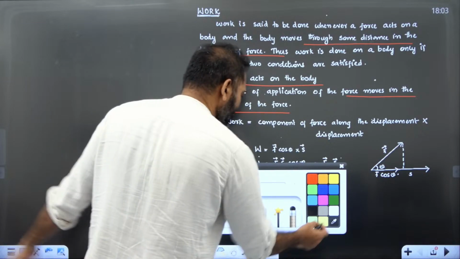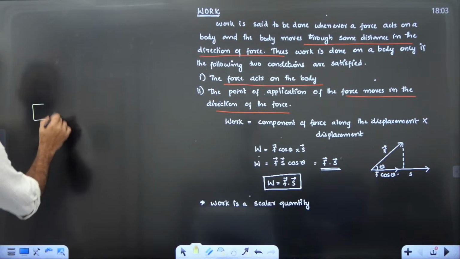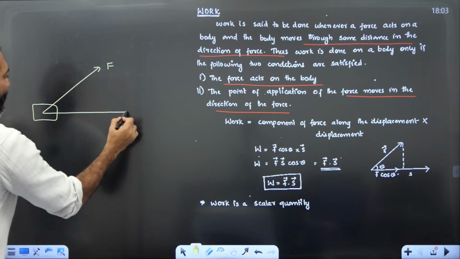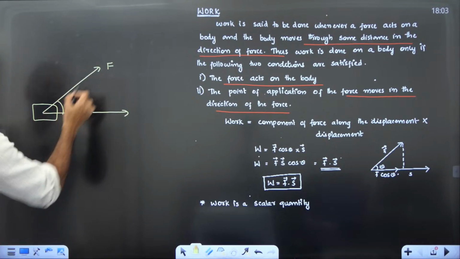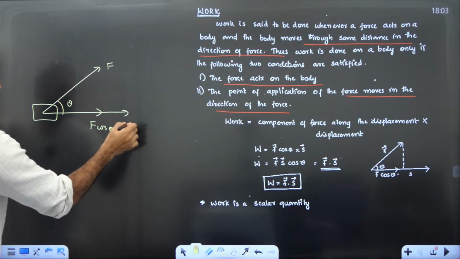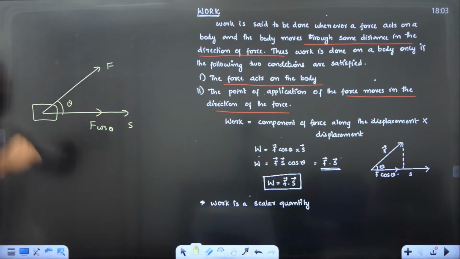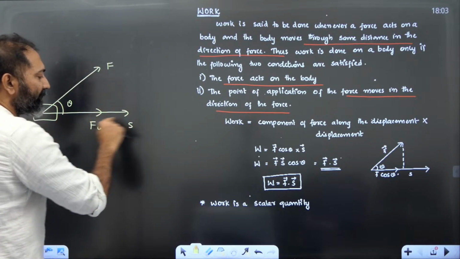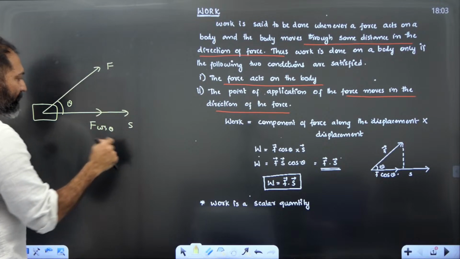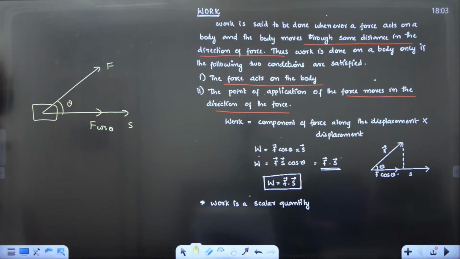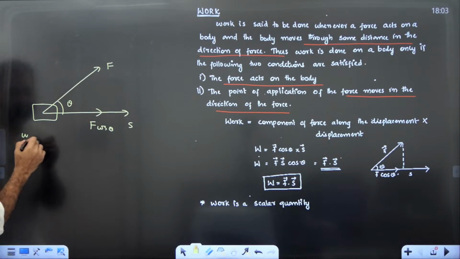Why? This needs to be explained. Suppose there is a box. I am applying a force in this direction, making an angle theta with the horizontal. This will be F cos theta, and this is the displacement S. I am applying a force, the box is moving in this direction, so the displacement is shown as S, and the applied force makes an angle theta with the horizontal. So what is this component? F cos theta.